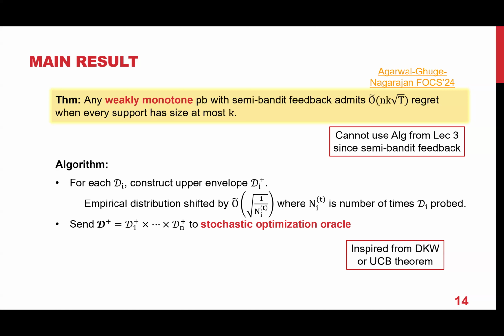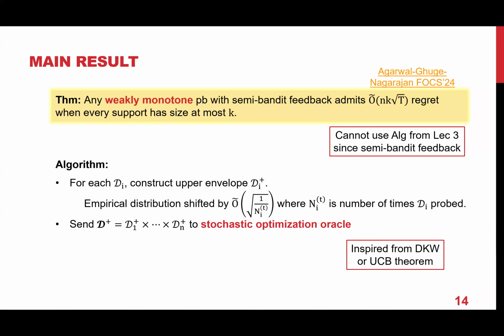So this is how you'll obtain these upper envelopes for every distribution. Send these upper envelope distributions to your stochastic optimization oracle, and whatever algorithm it suggests, that's what you play. This algorithm is literally inspired from the UCB theorem or the DKW inequality, depending on what you find more intuitive. But yeah, the idea is literally this.